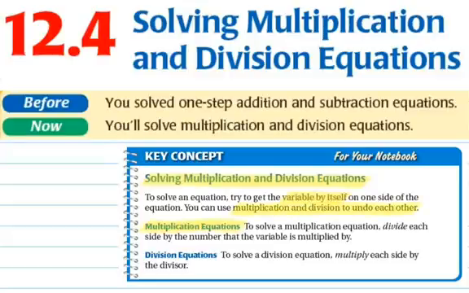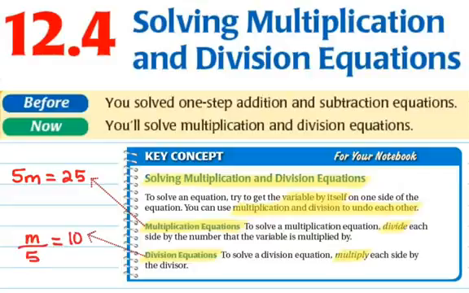Multiplication equations. To solve a multiplication equation, we're going to divide each side by the number that the variable is multiplied by. Division equations, to solve a division equation, we're going to multiply each side by its divisor. Now, here's an example of a multiplication equation, 5m equals 25. Here's an example of a division equation, m over 5 equals 10. So those are just quick examples. So remember, when a number is next to a letter, that means to multiply. When a letter is over a number, that means divide.